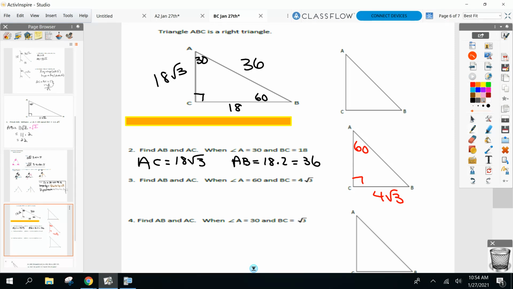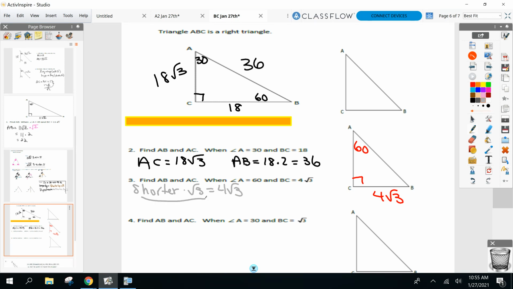Okay, everyone watch. You don't have to write all of this, but watch. Shorter leg times radical 3 equals longer leg. 4 radical 3. Everyone agrees? All right, Emma. How would I solve for the shorter leg here then? What would I have to do with the radical 3 now? Divide it. There you go, everyone.